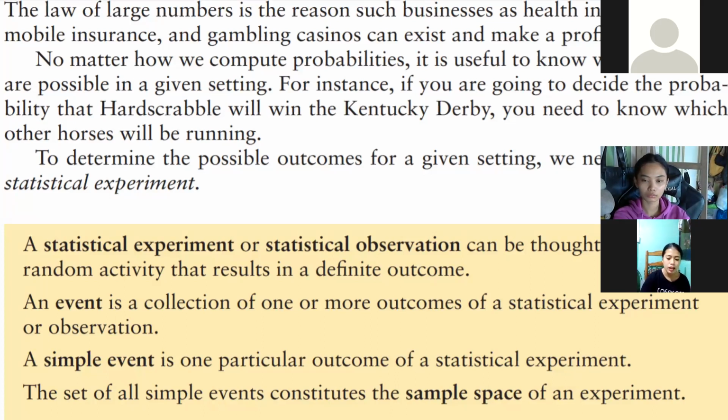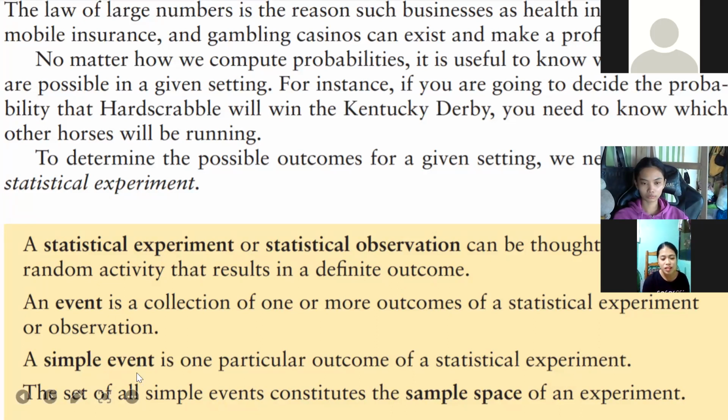It's a statistical experiment. Okay, next is an event. It's a collection of one or more outcomes of a statistical experiment or observation. When you toss a coin, it's an experiment, tossing a coin. An event there is the probability of getting a head. That is one of the events. And the second one is, what is the probability of getting a tail? Okay, that is an event. Whatever your experiment, there is always an event.